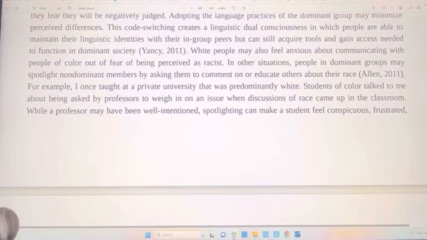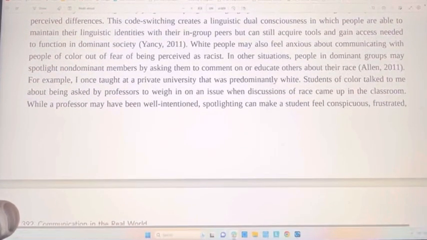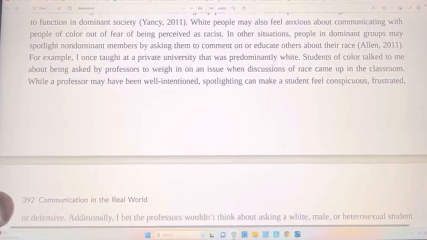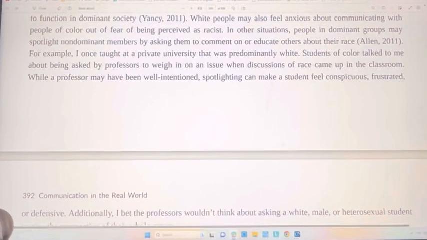This code switching creates a linguistic dual consciousness in which people are able to maintain their linguistic identities within their in-group peers, but can still acquire tools and gain access needed to function in dominant society. White people may also feel anxious about communicating with people of color out of fear of being perceived as racist.